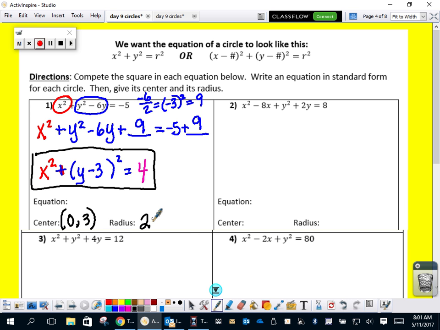So if you're a color coder, I would color code. You want to make sure you do, you have to chunk things. If you have to chunk the x's, chunk the y's, whatever works for you. Okay?